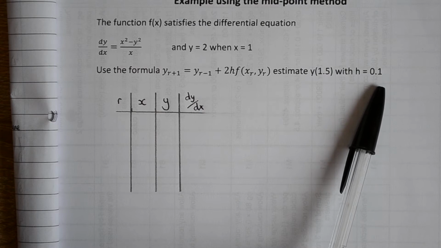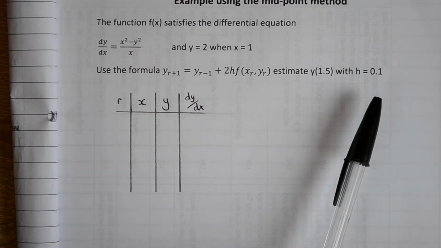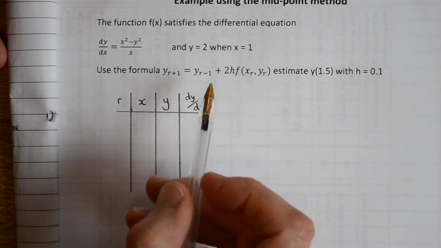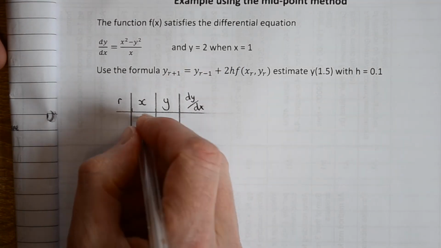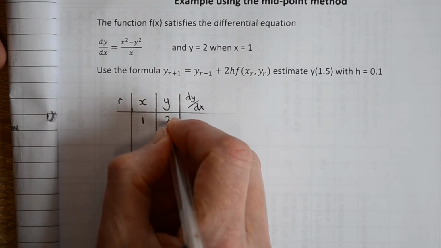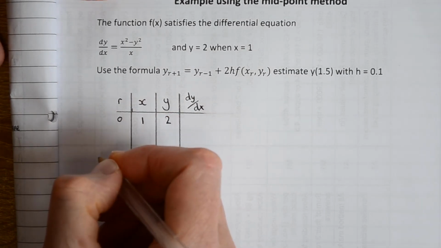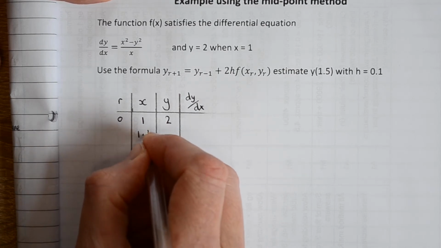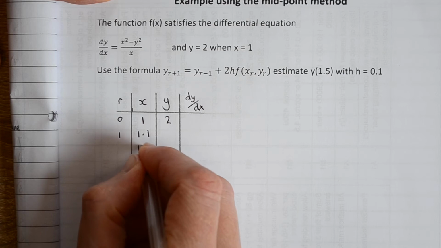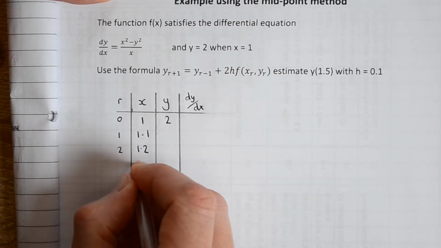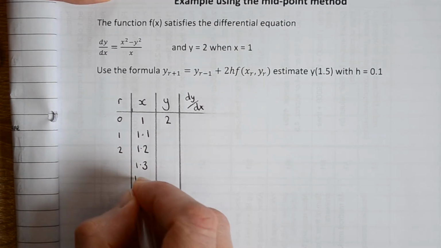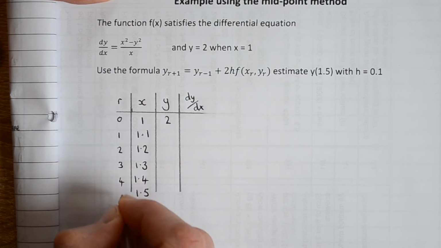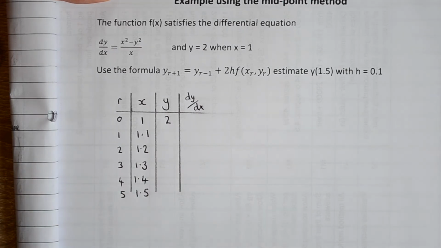Here's our step length. So immediately we can start to fill in the table that I've already drawn underneath. First our point is given to us, so our point 0. We're going to go up in 0.1s, that's our step length, until we get to 1.5. So 5 steps looks like.